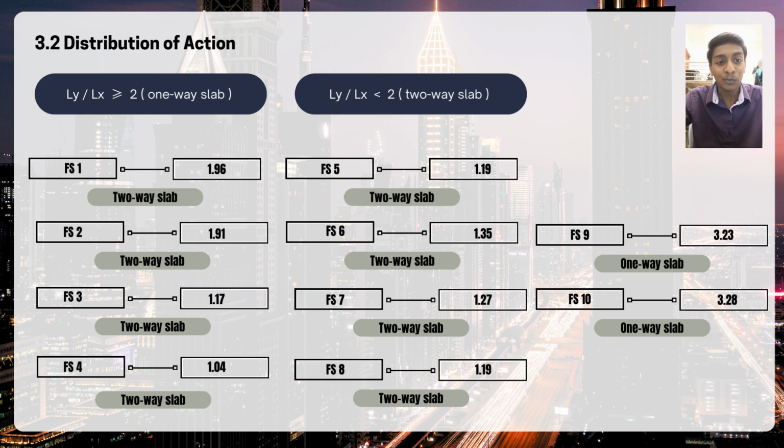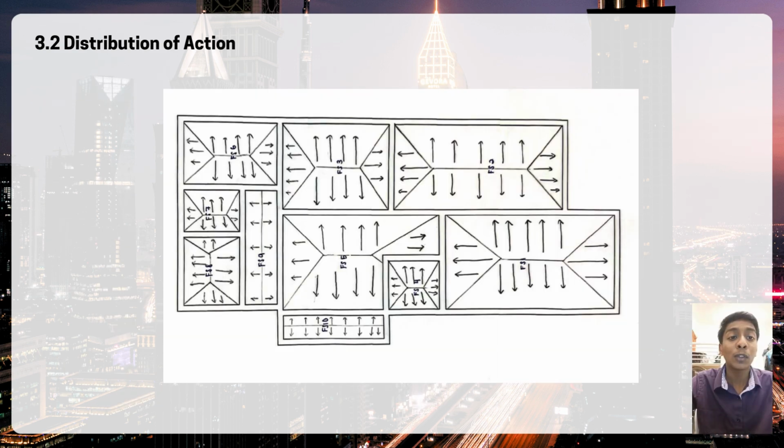After substituting into the formula, we got FS1 1.96, FS2 is 1.91, FS3 is 1.17, FS4 is 1.04, FS5 is 1.19, FS6 is 1.35, FS7 is 1.27, FS8 is 1.19, FS9 is 3.23, FS10 is 3.28. FS1 until FS8 are two-way slabs, and FS9 and FS10 are one-way slabs. This is the drawing for load distribution of action.